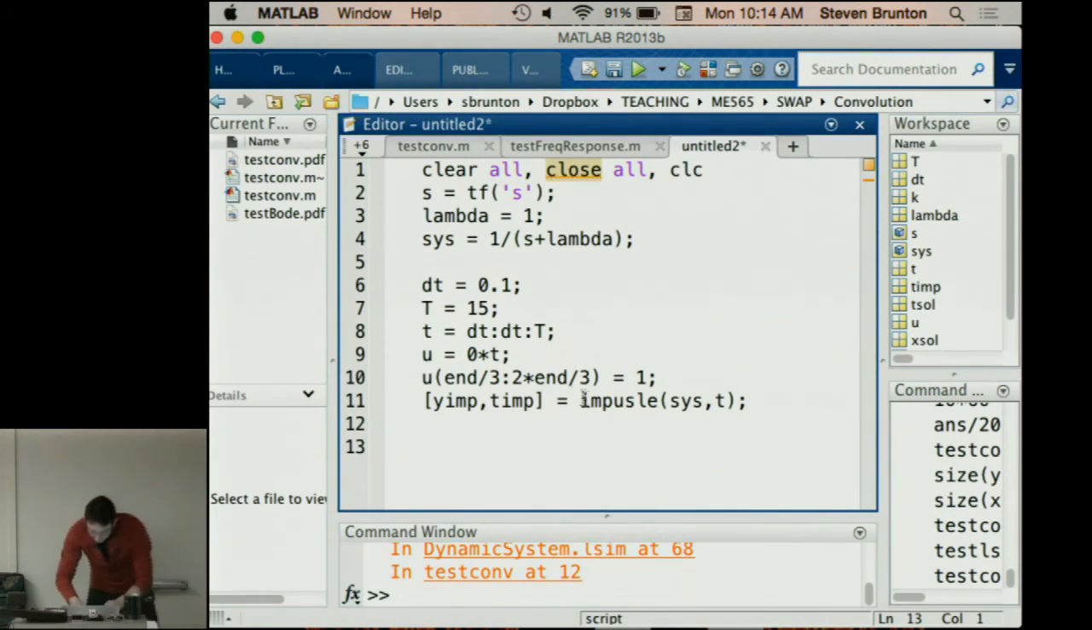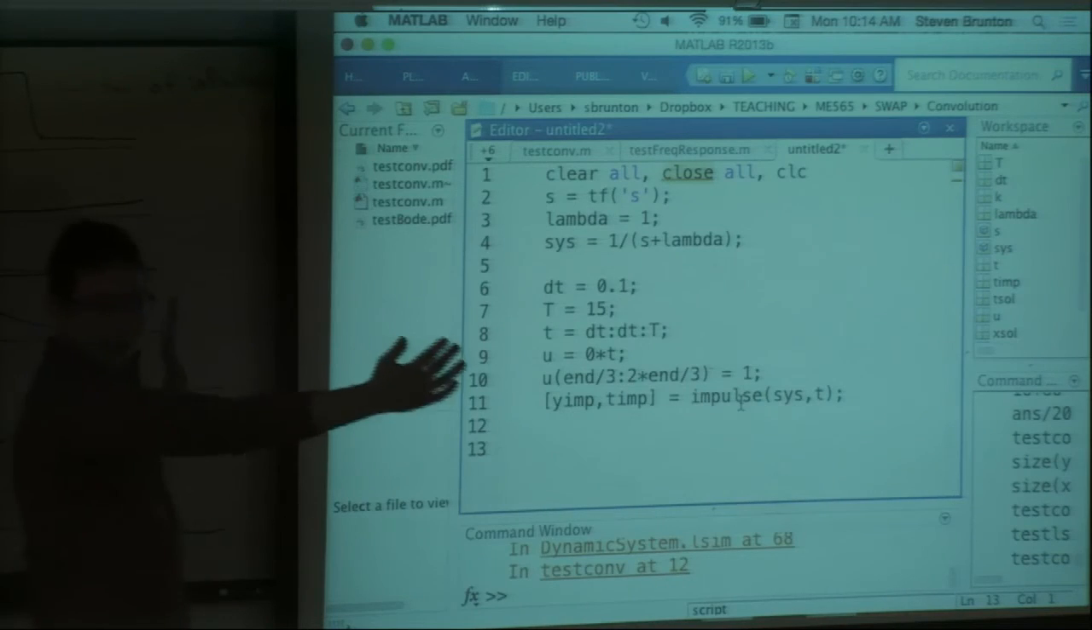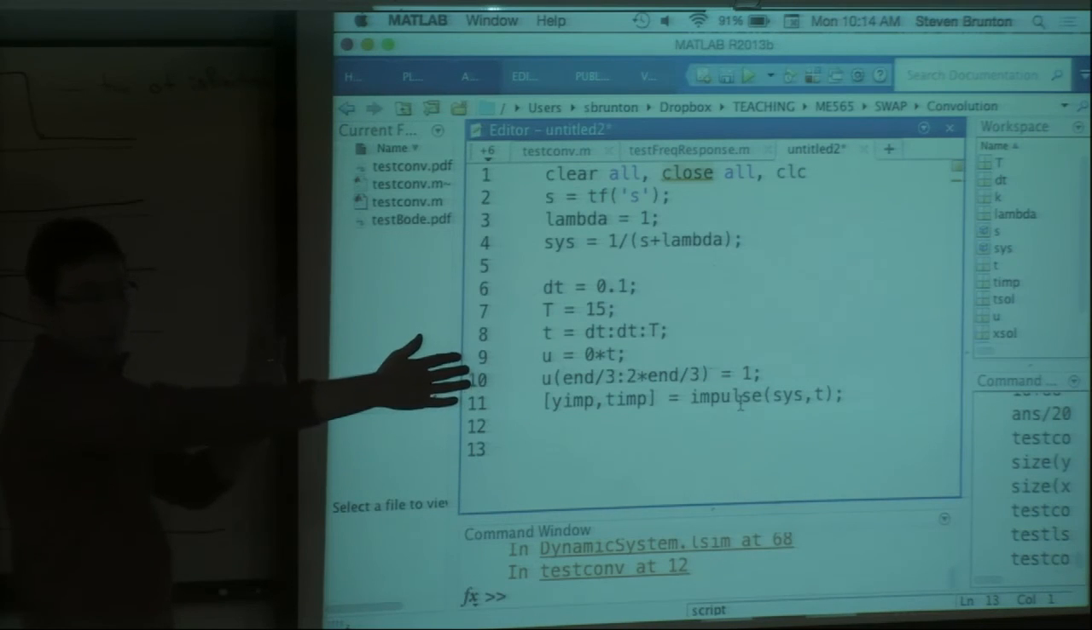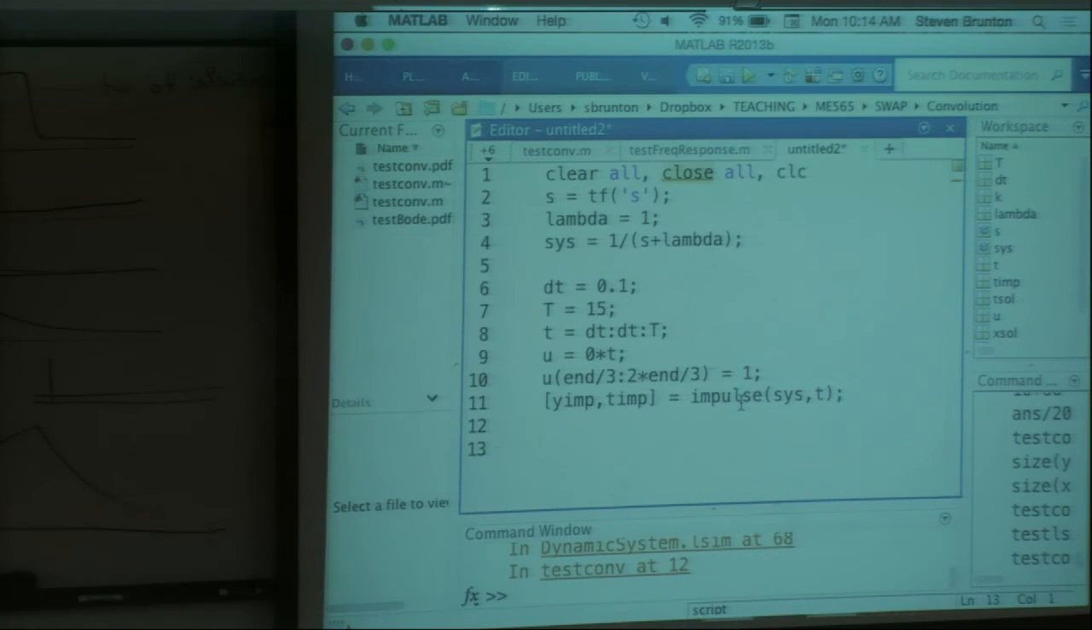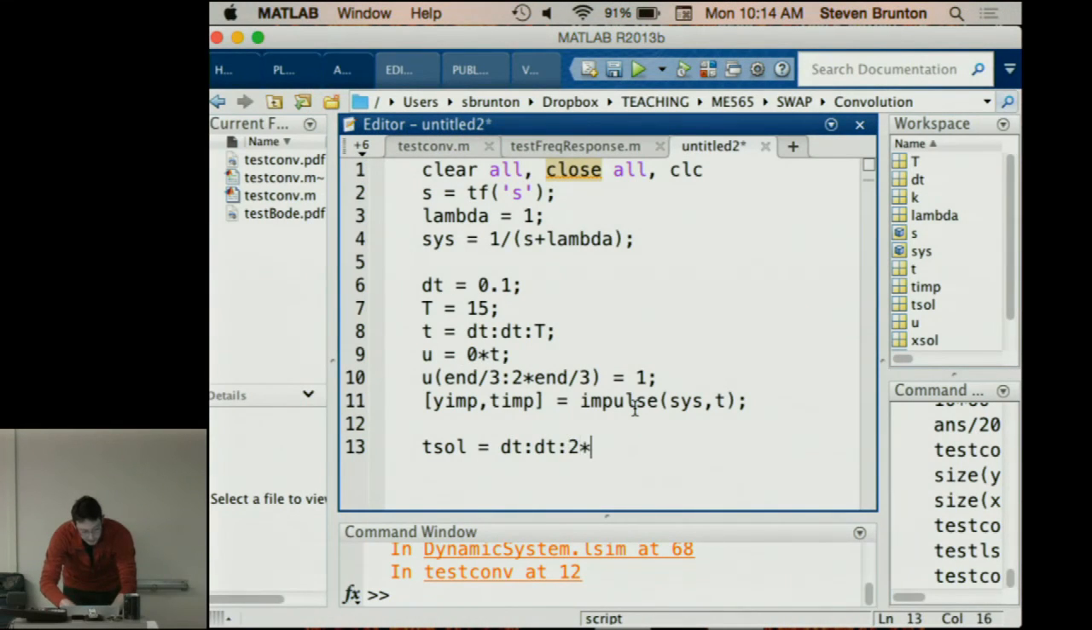Impuzzle. Okay, we don't want to impuzzle. We want to impulse. Good. And then the last thing is I need to create my solution vector, which is twice as long as my u vector. So my solution vector t solution is dt in increments of dt up to 2 big T. X solution starts out being 0 times t solution, just 0 everywhere, and I'm going to keep adding to it.